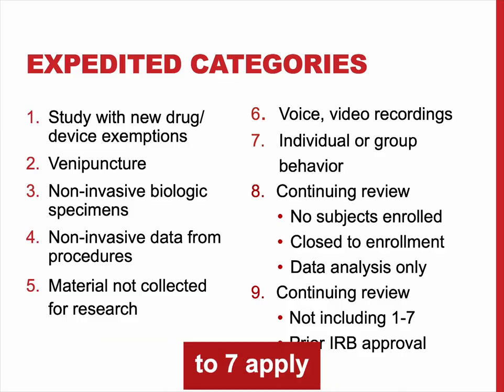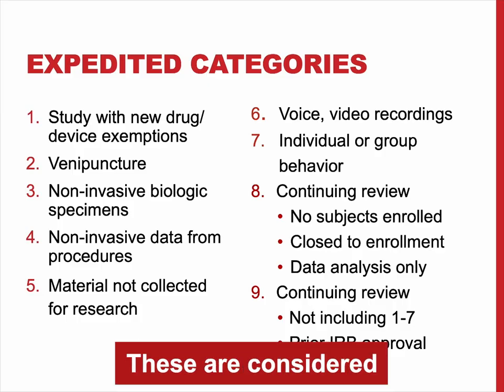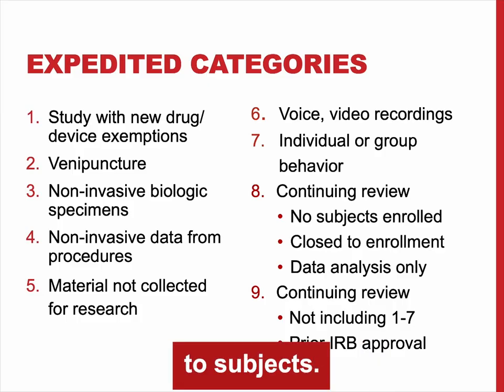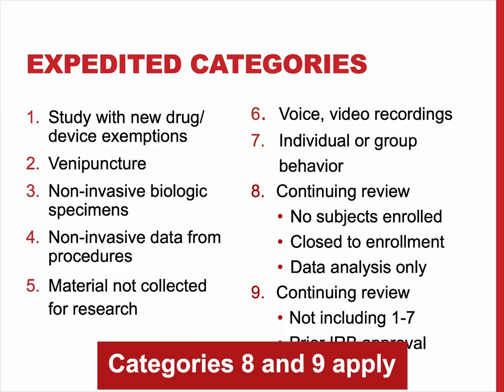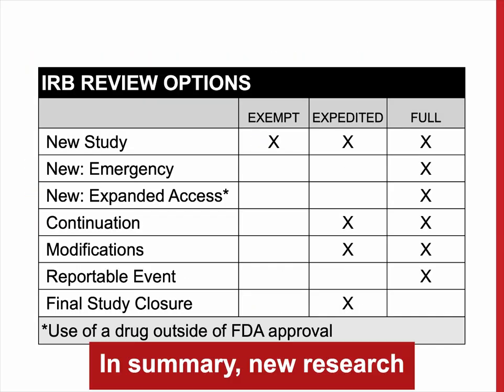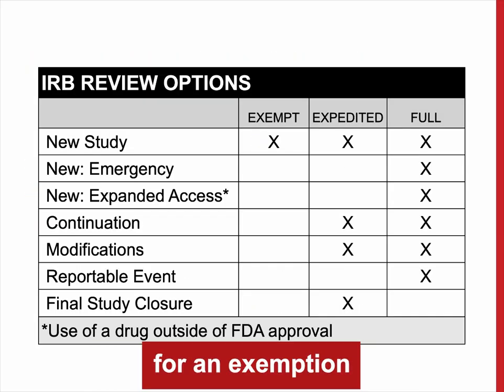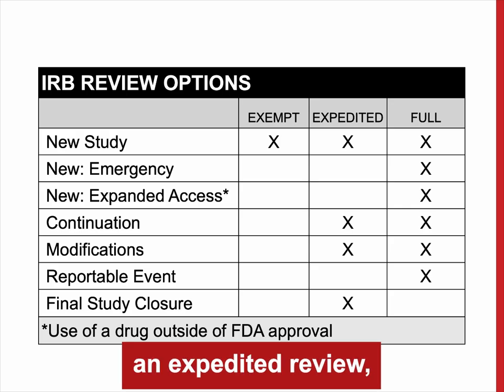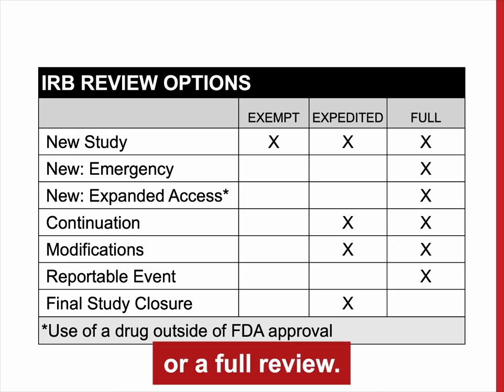Categories 1 to 7 apply to new protocols. These are considered as no more than minimal risk to subjects. Categories 8 and 9 apply to continuing studies. In summary, new research protocols can be submitted for an exemption from review, an expedited review, or a full review.